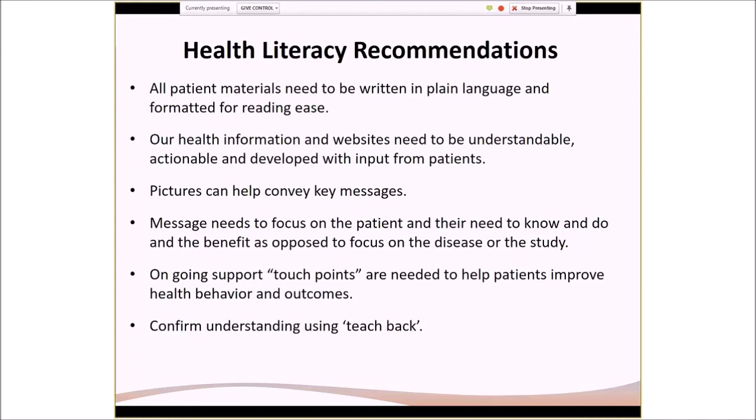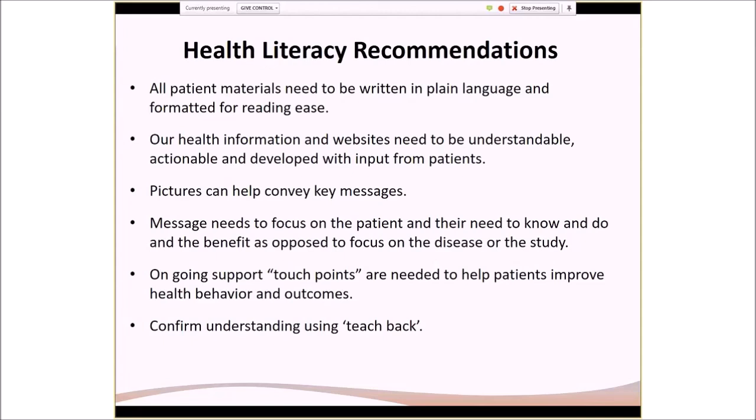So the recommendations for health literacy for consent and for all materials and oral communication: all materials need to be written in plain language and formatted for reading ease, and that includes what's on the web. Our health information and websites need to be understandable, actionable, and developed with input from patients. Pictures and color can help convey key messages. Remember the UNC heart failure study.